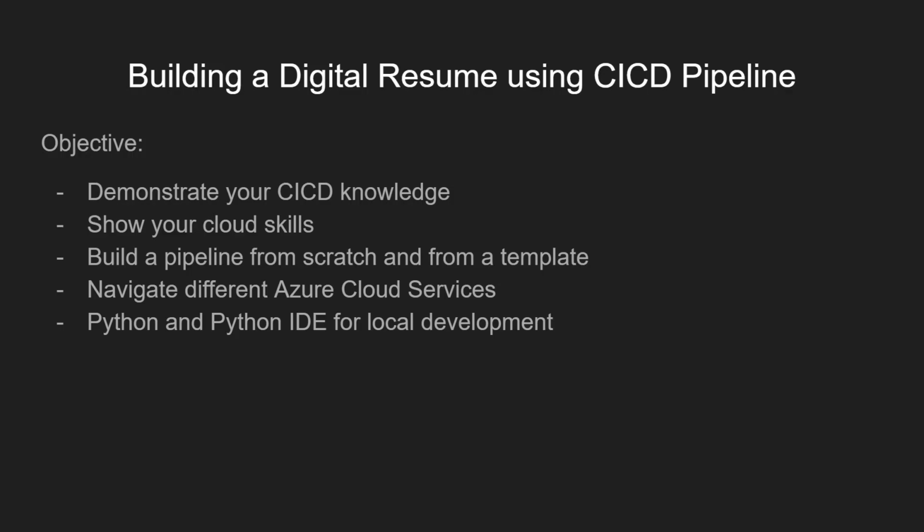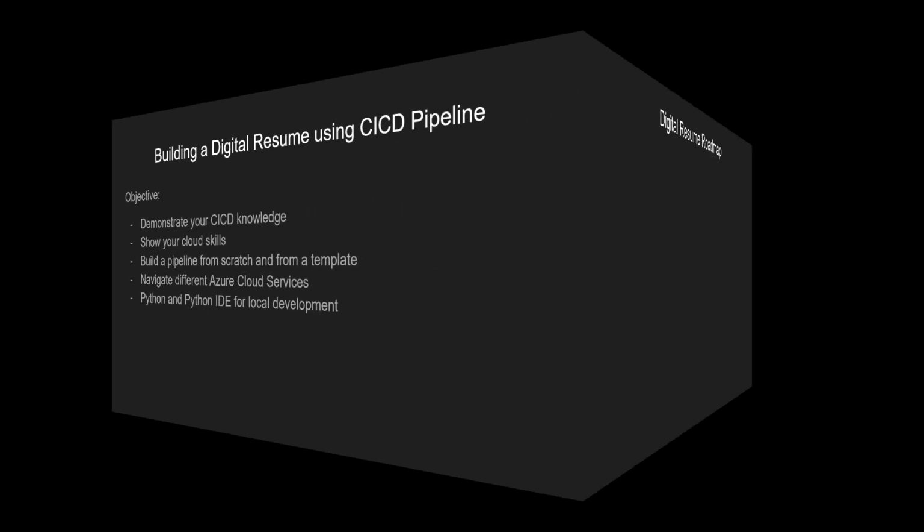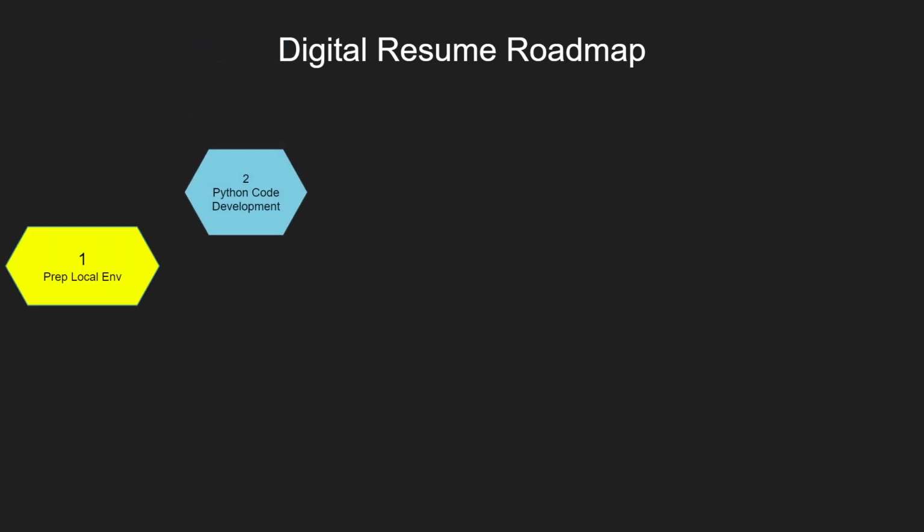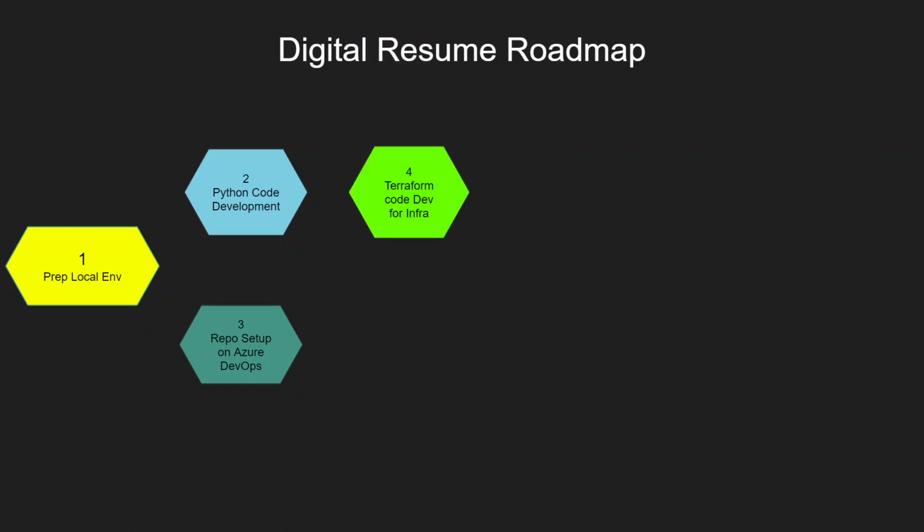To do that, we have a lot of steps to follow in order to accomplish this. Initially, let's discuss our roadmap and how we're going to step into this. Our first step is to prepare our local environment, and secondly, we're going to set up our Python local development. Thirdly, we're going to set up our repo on Azure DevOps. On the fourth position, we're going to write our Terraform to deploy our infrastructure into our cloud.